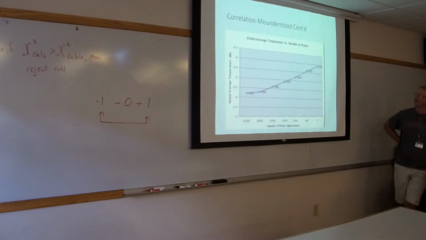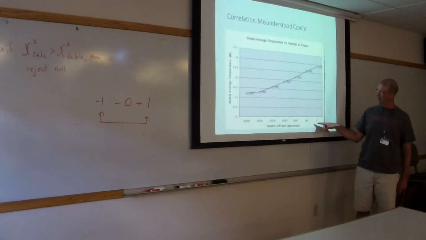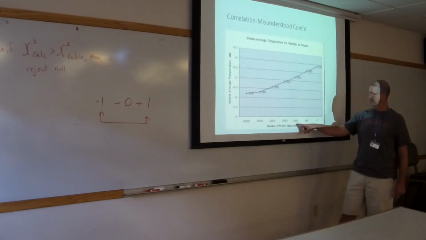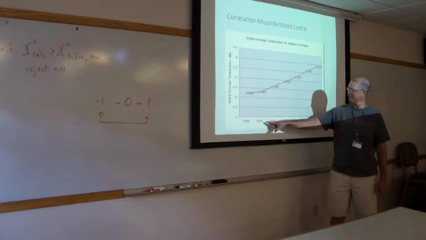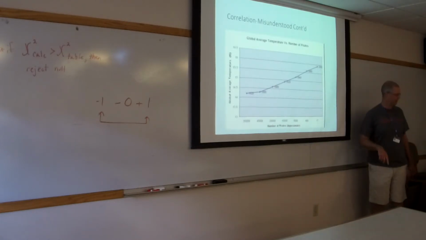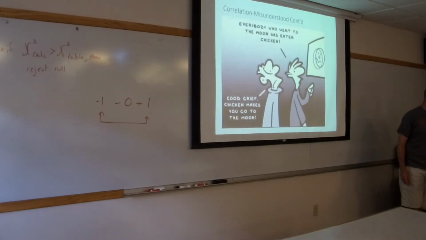Global average temperature versus number of pirates. Now this one is a bad scaling factor too. If you notice this one, look at the scale. It goes up and then it goes down. I'm not sure whether it's 35, 45, 20, 15. I don't know if that's a misprint. Totally meant to mislead someone that the temperature's rising, but we have fewer pirates. Eating chicken makes you go to the moon.